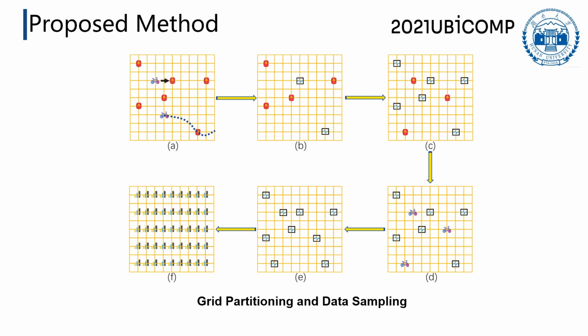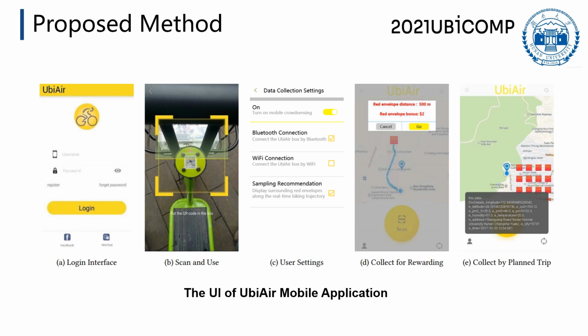This is a diagram of our data sampling module. According to the spatial precision of air data we want to reconstruct, the space would be split into grids with specific density, and we deployed red envelopes, namely rewards, to motivate users to collect the data at crucial grid points. For the user ends, we implemented our mobile application for users to interact with our system server. Users can simply get it by scanning the QR code on the shared bikes.